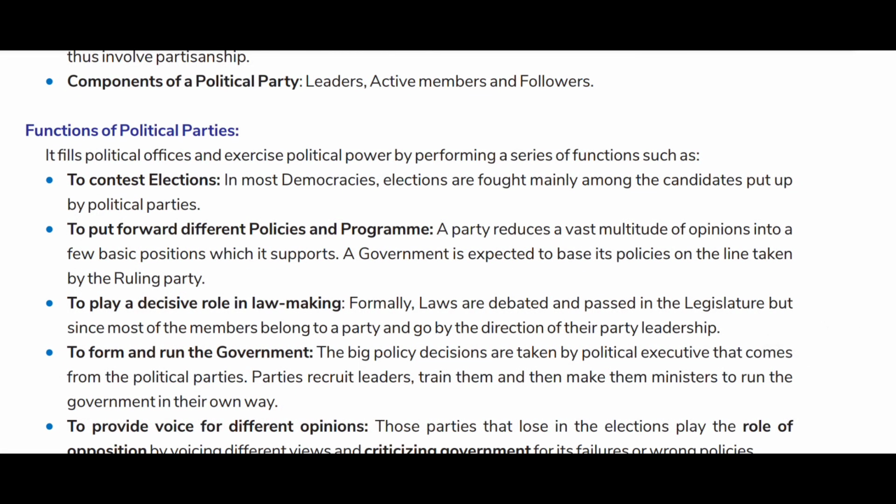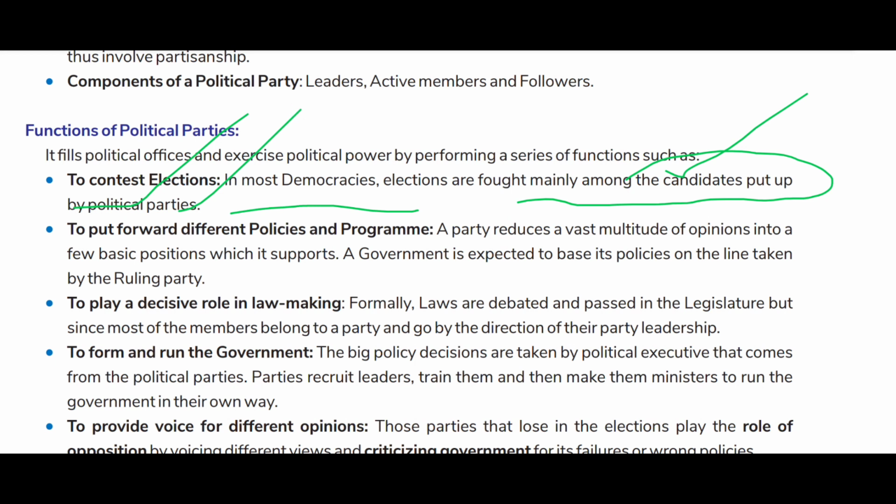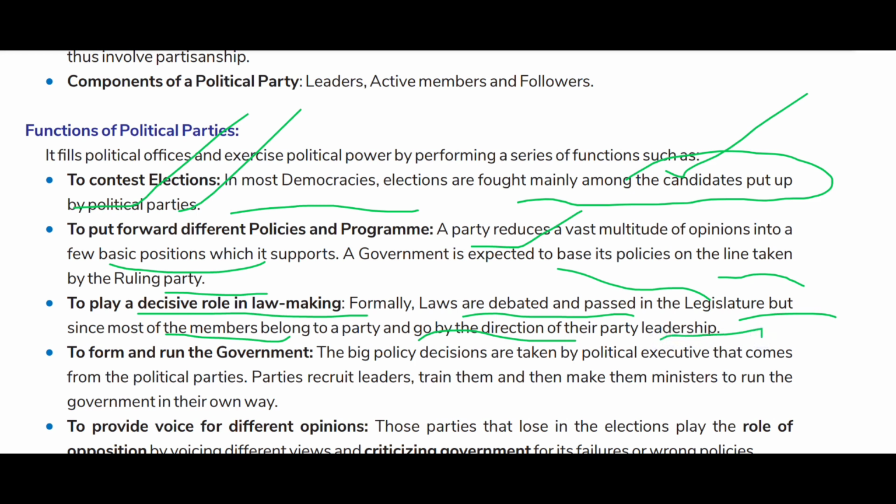Political parties fill political offices and exercise political power by performing a series of functions. Number 1, to contest elections. In most democracies, elections are fought mainly among the candidates put up by the political parties. Secondly, to put forward different policies and programs. A party reduces a vast multitude of opinions into a few basic positions which it supports. A government is expected to base its policies on the line taken by the ruling party. Thirdly, to play a decisive role in lawmaking. Formally, laws are debated and passed in the legislature, but most of the members belong to a party and go by the direction of their party leadership.